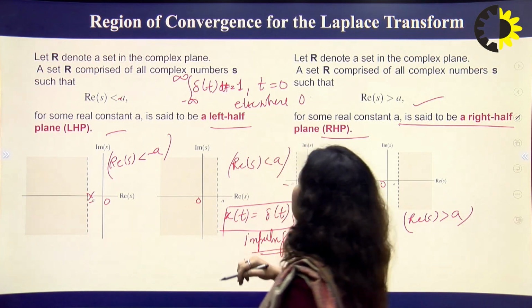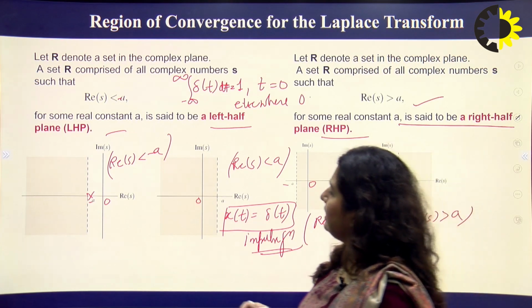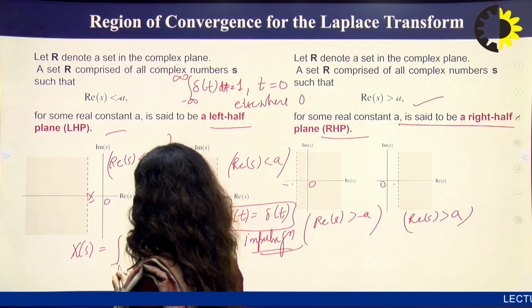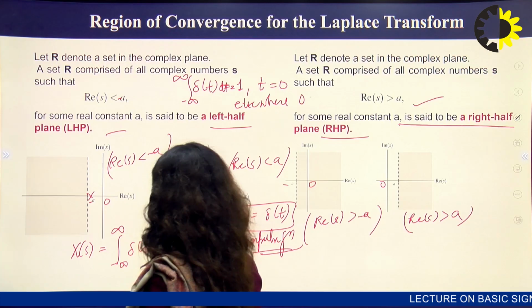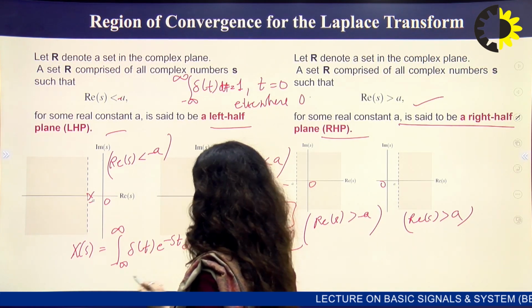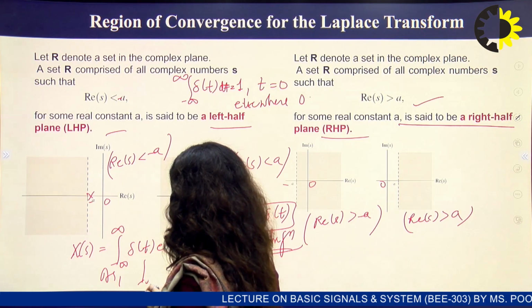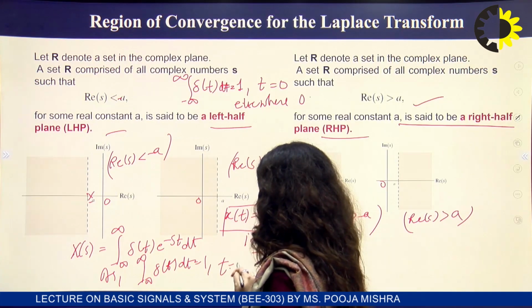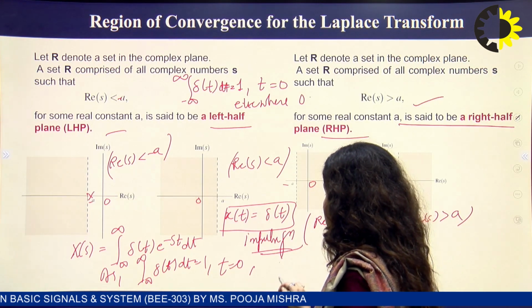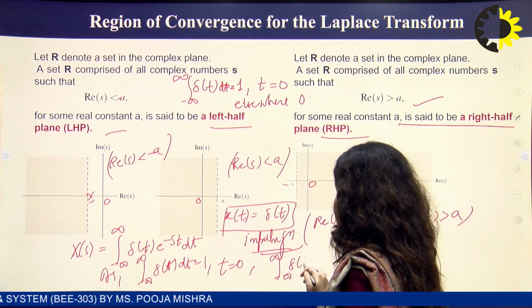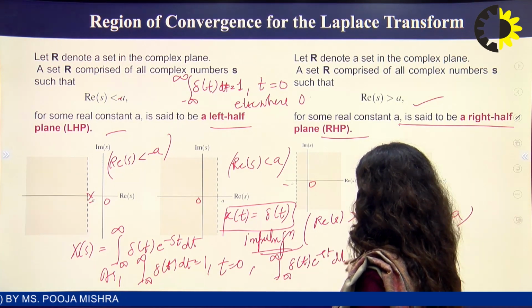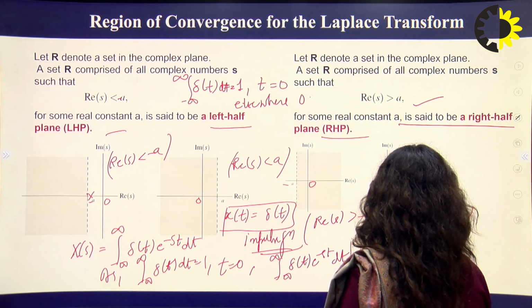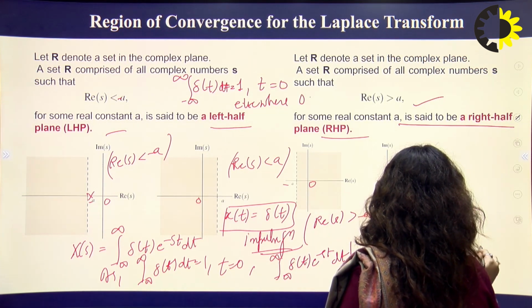So if you want to find out the Laplace transform of delta(t), you have to see the basic formula, that is X(s) is equivalent to the integral from minus infinity to infinity of delta(t) e to the power minus st dt. As we know, the integral of delta(t) dt is equivalent to 1 for t equivalent to 0. If you put this, it becomes e to the power minus st at t equivalent to 0, and it becomes 1.